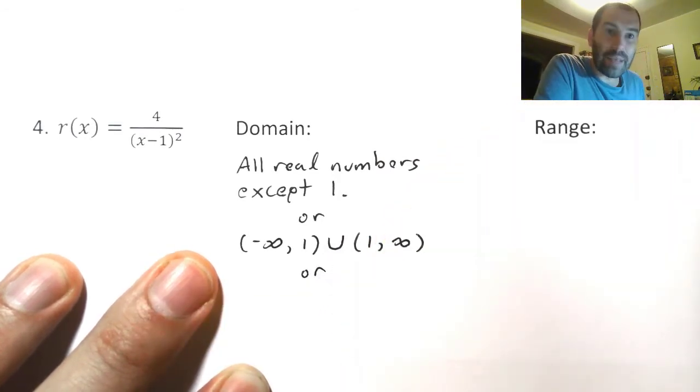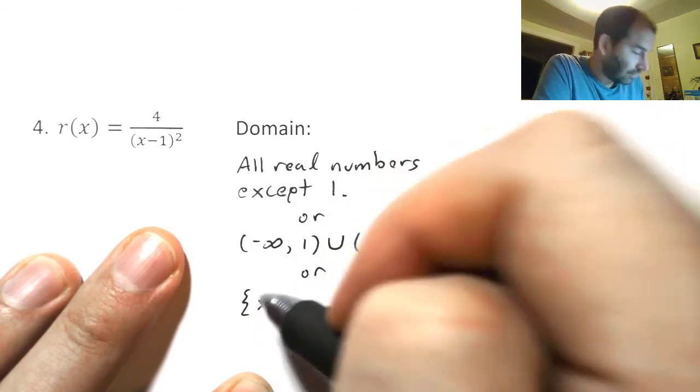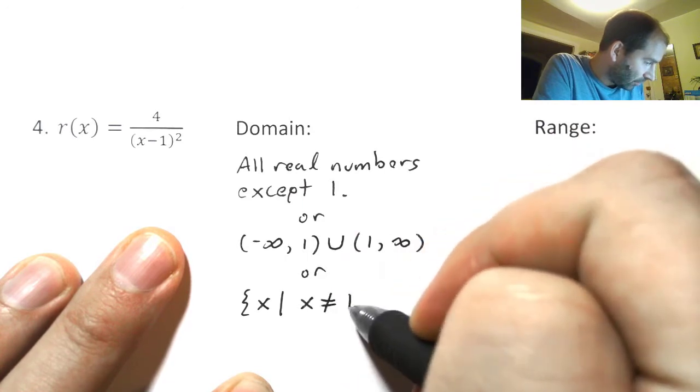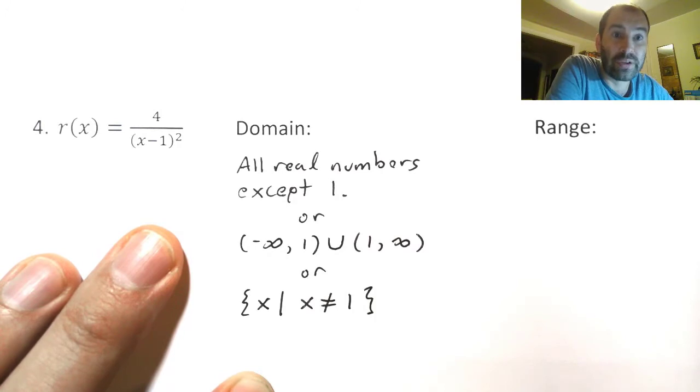How would I write this in set builder notation? Well, it's the set of all numbers x such that x is not equal to 1. So here's a situation where I think set builder notation is actually the quickest way to write it.